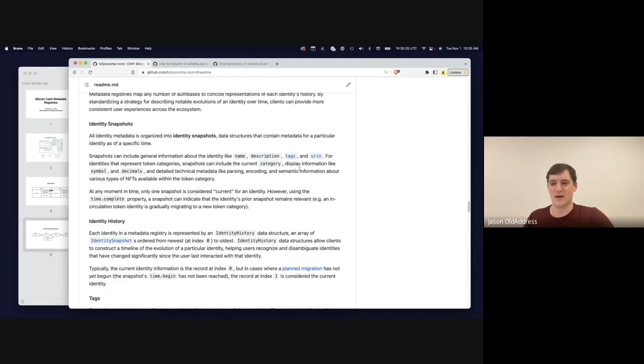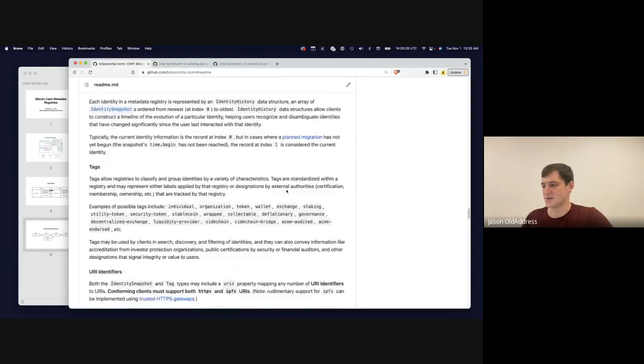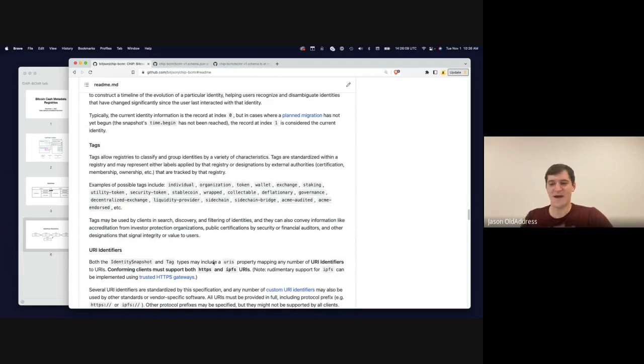Therefore, for discovery, as described down here, they can be used by clients in search, discovering, and filtering of identities. They can also convey information like accreditation from investor protection organizations or public certifications by security auditors or whatever. If you want to have a badge of some sort that is associated with a set of tokens, where there's an auditor that goes and reviews these decentralized contracts, and they're like, "Hey, this has been reviewed by our security team." Being able to represent those associations, where there are multiple identities or multiple token types that share a tag, we have that as a basic building block.